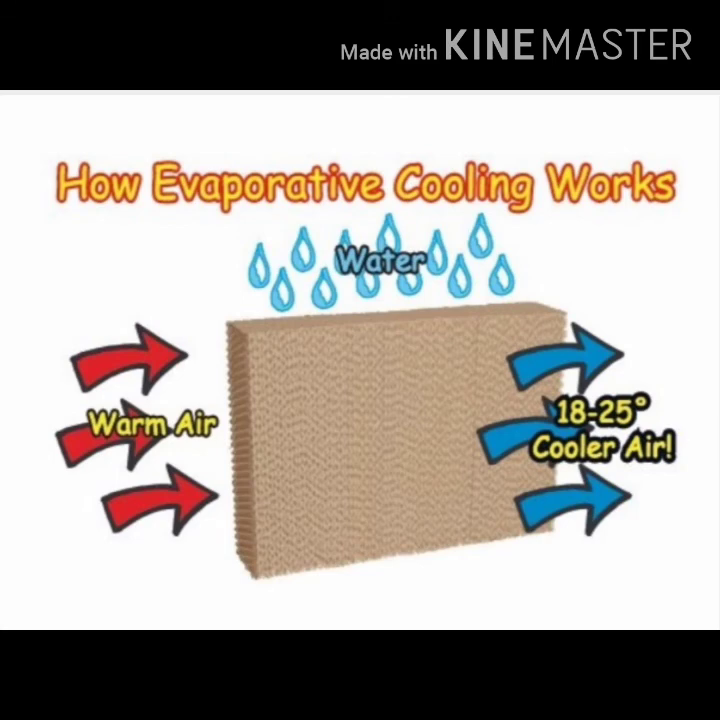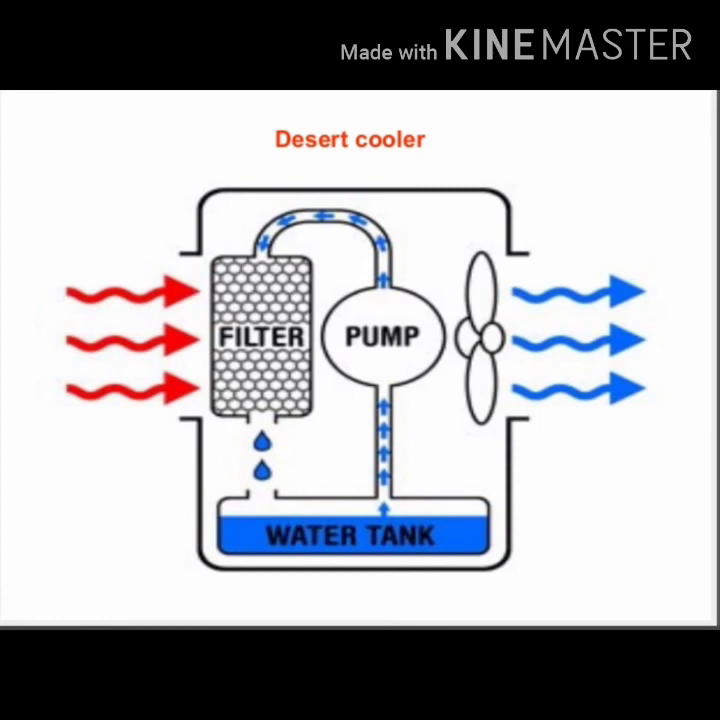You can see how evaporative cooling works. Warm air passes over water, which absorbs heat, and it becomes cooler air, that is 18 to 25 degrees Celsius. See in the diagram about the desert cooler. In our houses, it is mostly available in summer season. How our desert cooler works, you can see in the diagram.